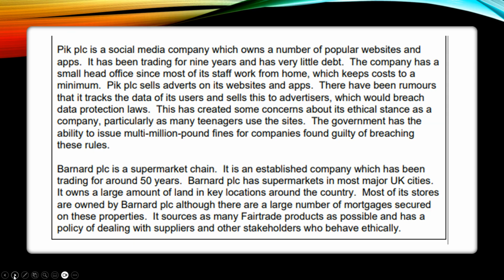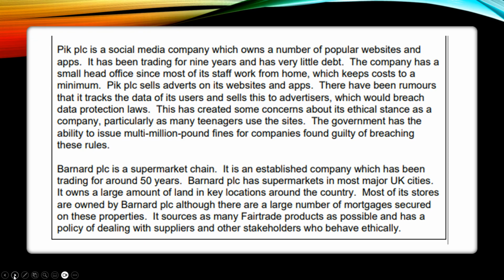Barnard PLC, on the other hand, is a supermarket chain. It's an established company which has been trading for around 50 years, got supermarkets in most UK cities. They own a large amount of land in key locations around the country. Most of its stores are owned by Barnard PLC, although there are a large number of mortgages secured on these properties. It doesn't tell us how much those mortgages are, just a large number. It doesn't really tell us about the magnitude of them, how big they are. But that could be an indicator that gearing is potentially quite high.